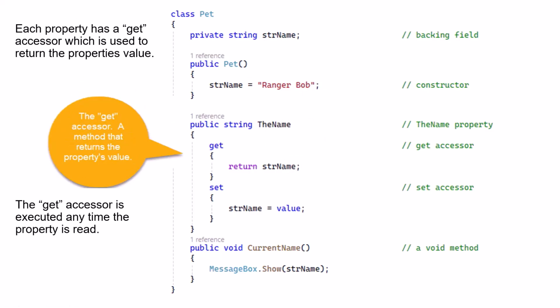The get accessor, a method that returns a property's value. Each property has a get accessor which is used to return the property's value. The get accessor is executed anytime the property is read.